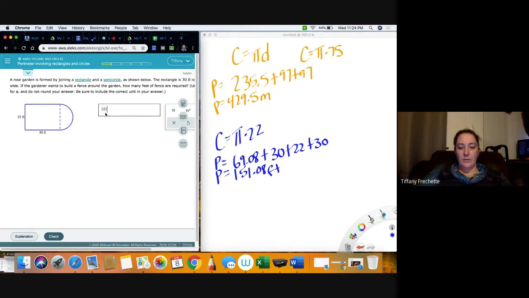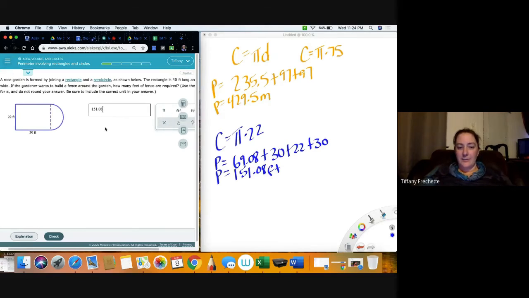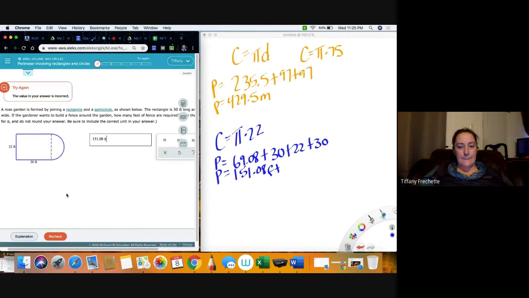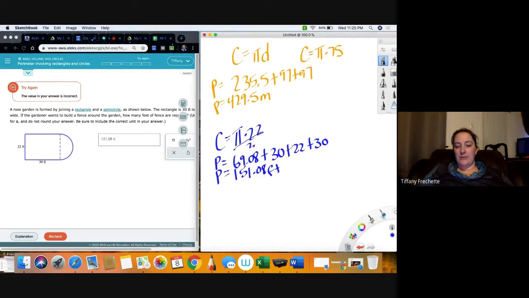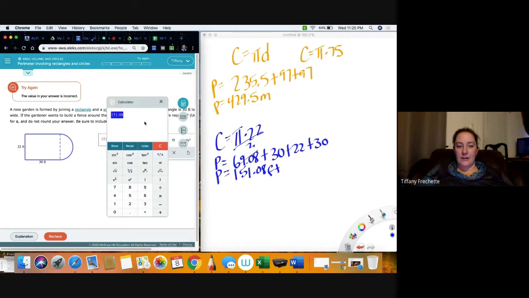All right, so 151.08, and then you can't type in feet, you have to click it. Oh no, I forgot to divide by 2 like on the last one. We need to divide this by 2. So it's not 69.08. That was a dorky mistake. I totally forgot about the semicircle thing.